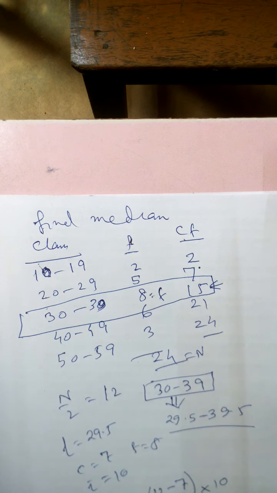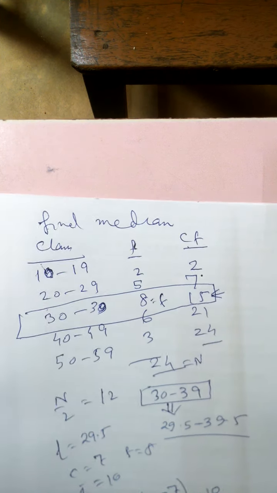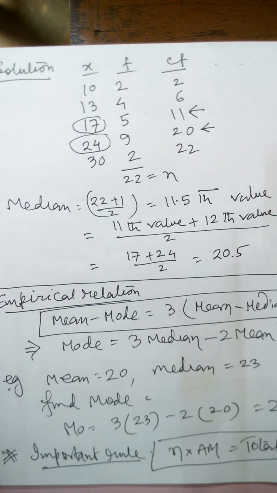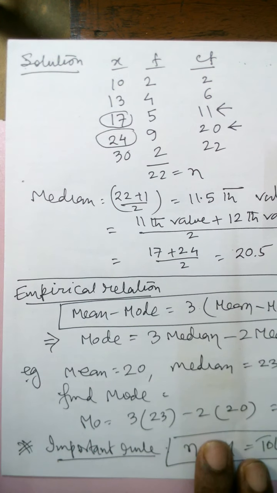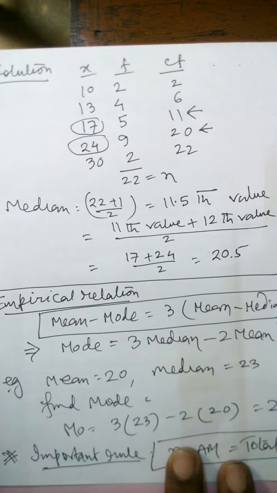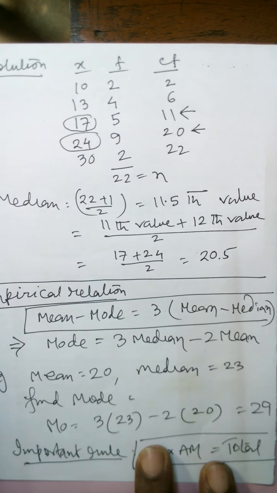Now come to the next topic. The next topic is a very important topic, and that is the empirical relation between the three, meaning mean, median, mode. Remember, the mean, median, mode are related in a very important way. That is, mean minus mode is equal to 3 times mean minus median. This is the very important relation you have to remember.